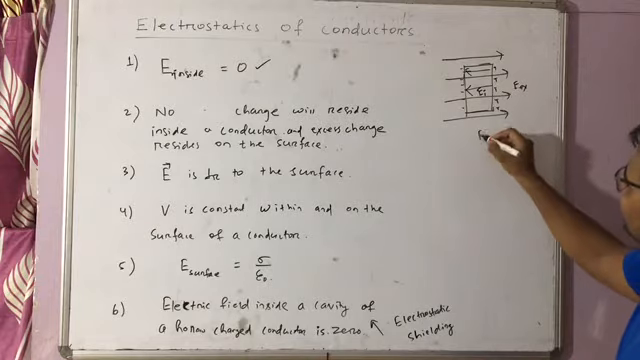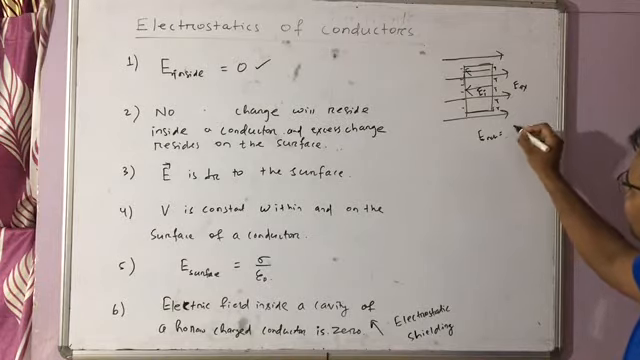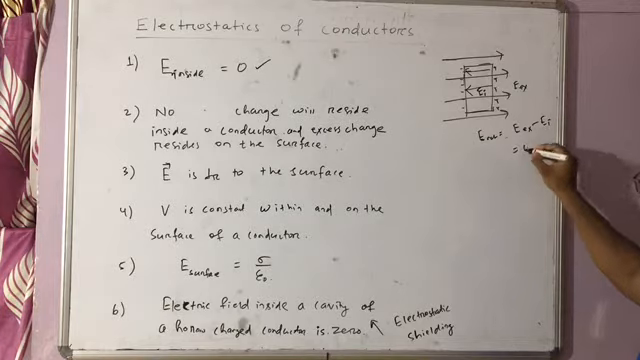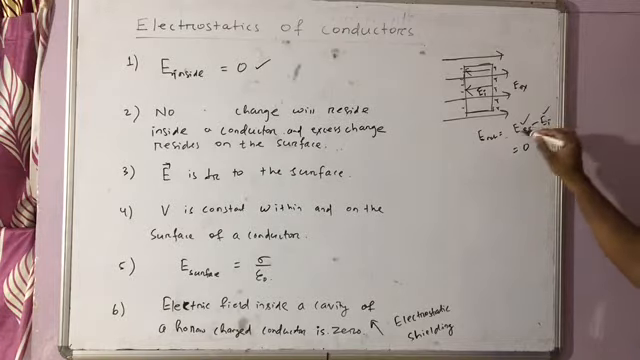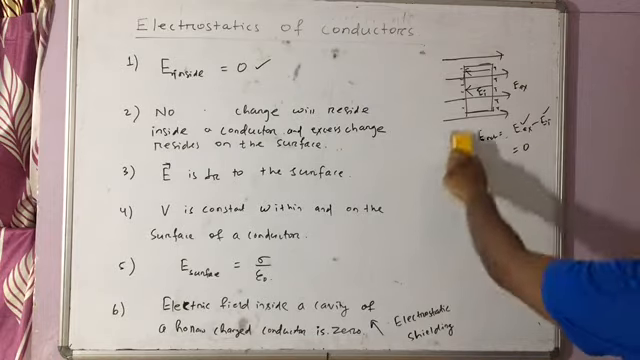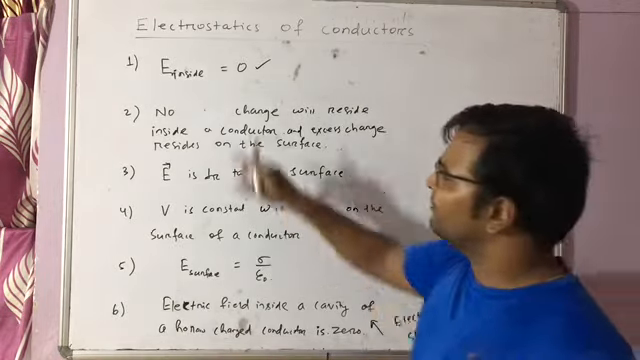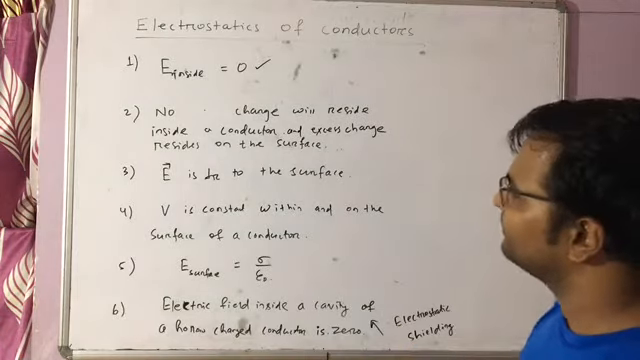Now the net field inside the conductor is E external minus EI. So it is equal to 0 because for a conductor these two fields are equal. So inside a conductor no electric field exists and no field lines can pass through a conductor, remember.